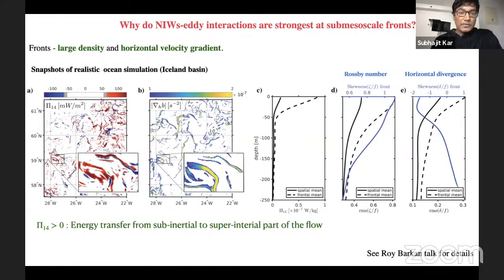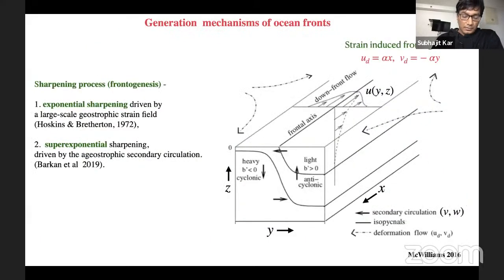So my talk will be based on creating a simple model to understand this interaction actually. Okay, so now the question is how typically these fronts are generated in the OCR. So typically there are two kinds of process through which they are generated. One is the exponential and another is the super exponential. The exponential is very famous from Hoskins and Bretherton.